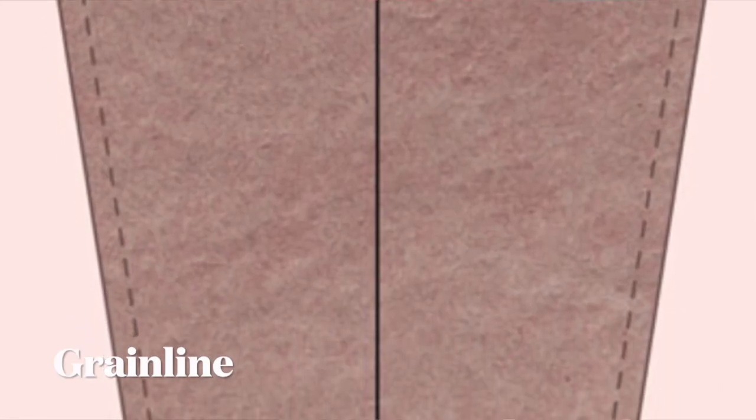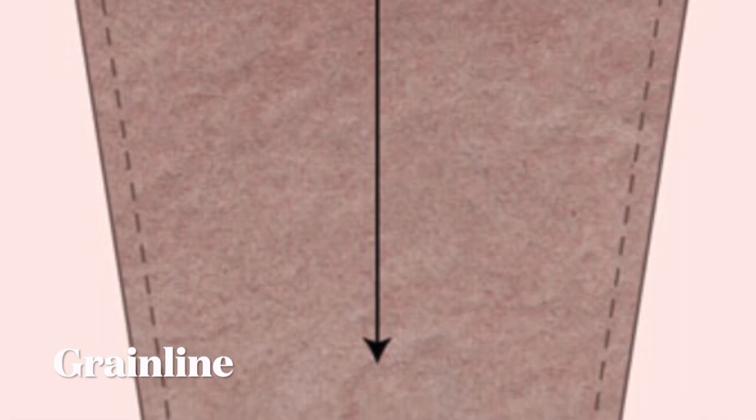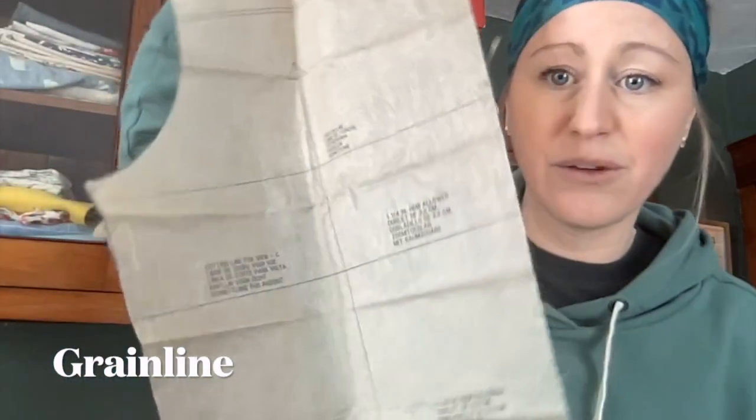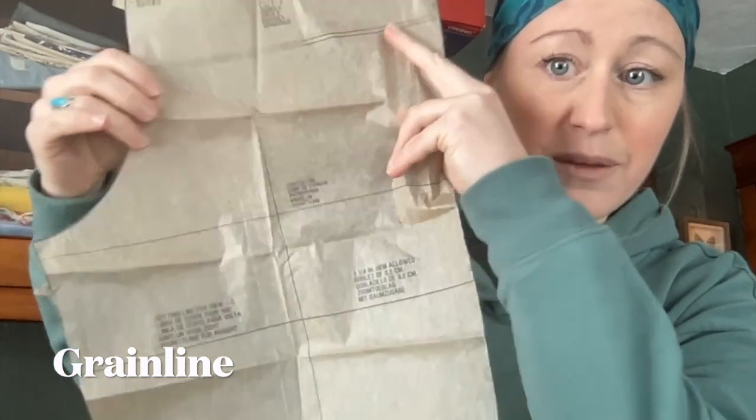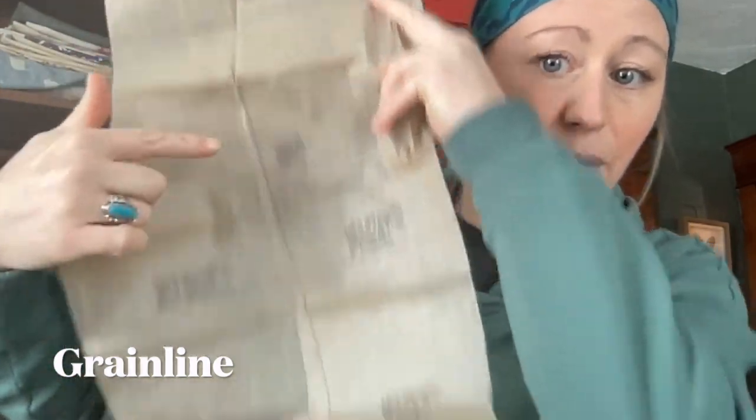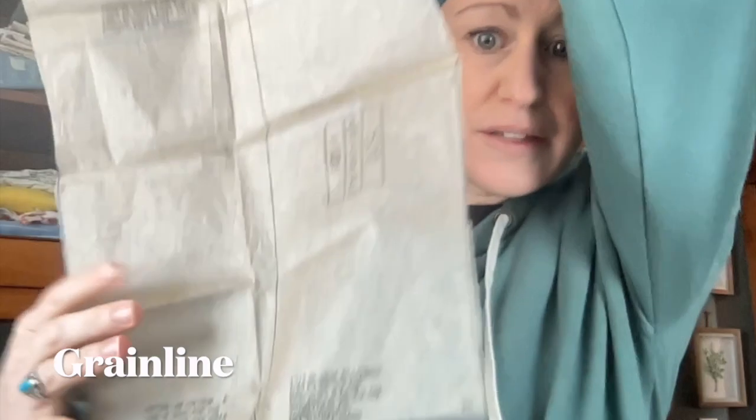Okay, let's start talking about our first symbol. The first symbol is our grain line. The grain line looks like this. And on our pattern piece, you can see here's my grain line. It has a line throughout the middle of the pattern, and it's got an arrow. It goes all the way down. And this one does have an arrow down at the bottom as well. Some don't, some just have one arrow.